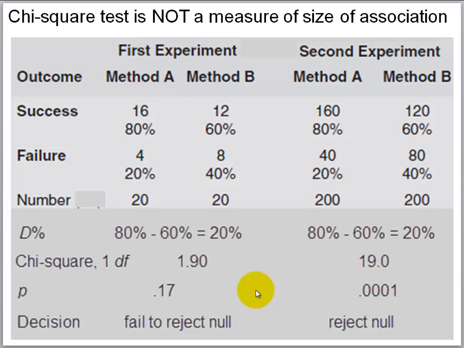Our next chapter is looking at analysis of variance, which examines differences between two or more sample means.